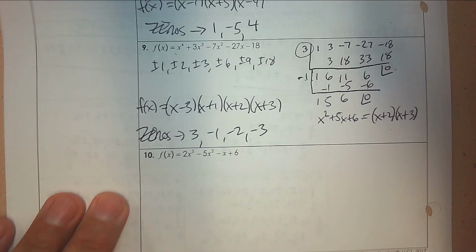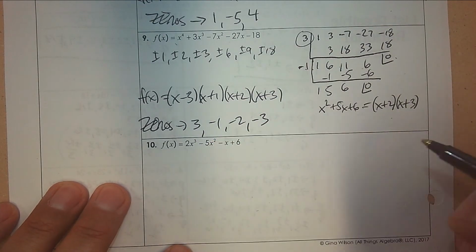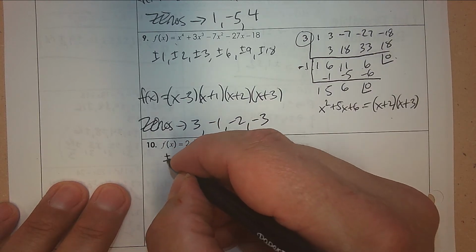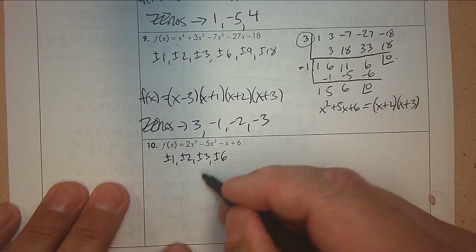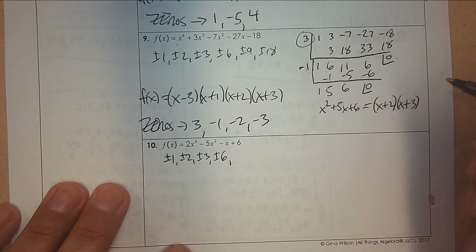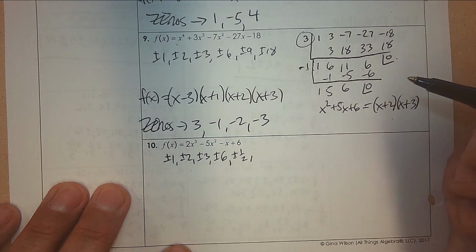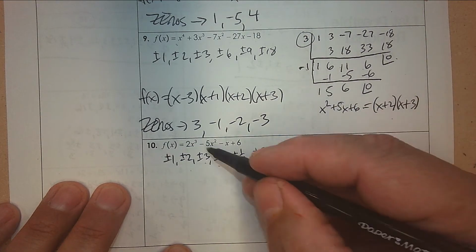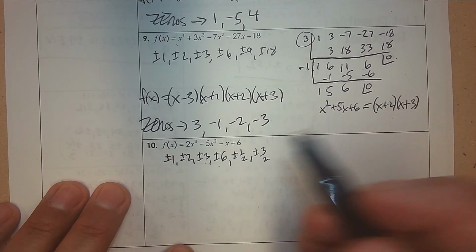Number 10. What makes number 10 different is I have a number that's not a 1 in front. It's a 2. So when I think through my list, I have positive, negative 1, 2, 3, and 6. So when I divide by 1, they would all be there. Now if I take those same numbers and divide it by 2, I get 1/2. 2 divided by 2 is still 1. 3 divided by 2. 6 divided by 2. So those are all the numbers. So if there's a rational 0, it'll be on that list.